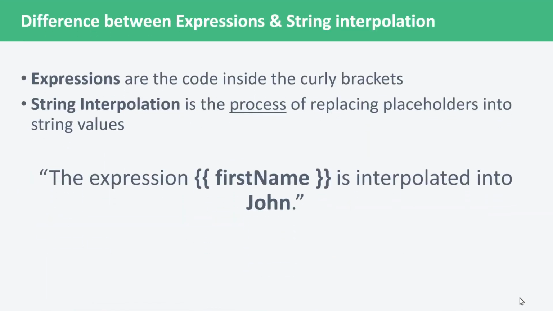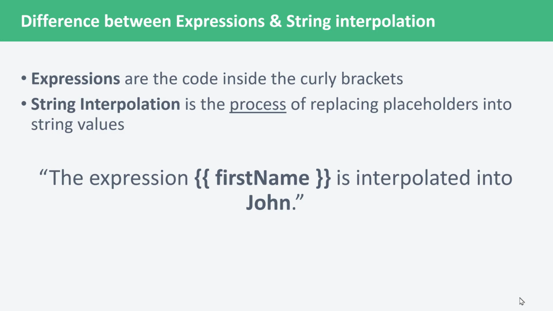You may also hear this as being described as string interpolation. These two phrases can be interchangeable at times, but there is a difference between them. Expressions are the code inside the curly brackets, whereas string interpolation is describing the process of replacing a placeholder with a string value. Therefore, you can say, the expression firstName is interpolated into John. A bit of terminology going on here.